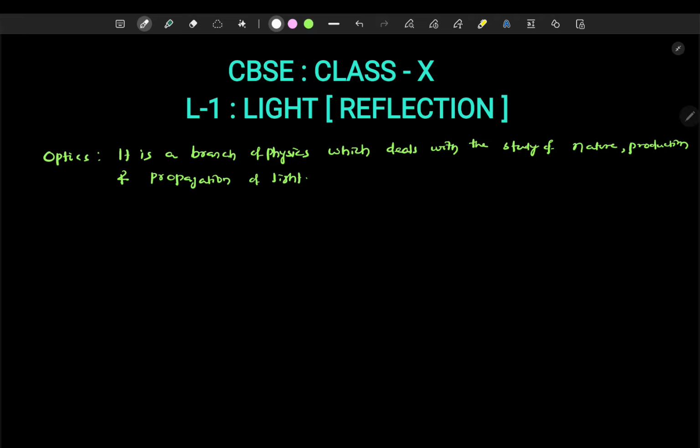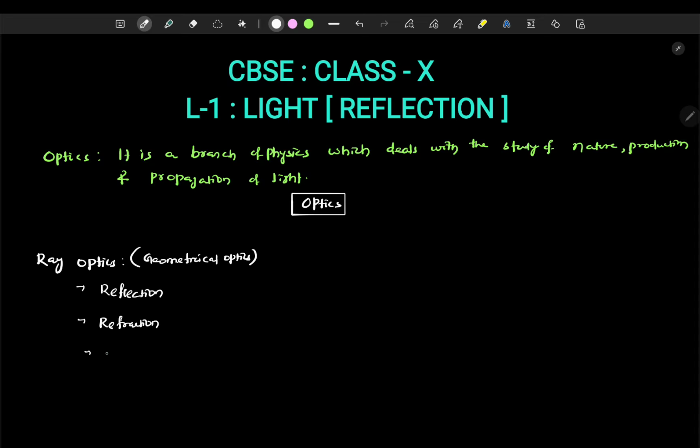Optics is categorized into three groups. The first one is ray optics, also called geometrical optics. In ray optics, we will discuss reflection, then refraction, and next dispersion. In reflection we will discuss mirrors and their types, because reflection takes place in a mirror. In refraction we will discuss lenses, and in dispersion we will discuss the prism.